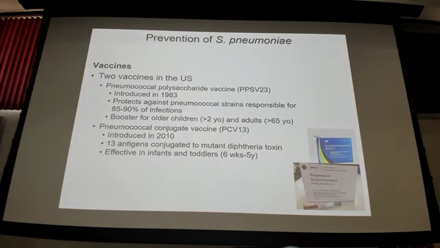That's the one with the higher valence. The higher number is the adult one. So PPSV23. Or T-cell dependent.